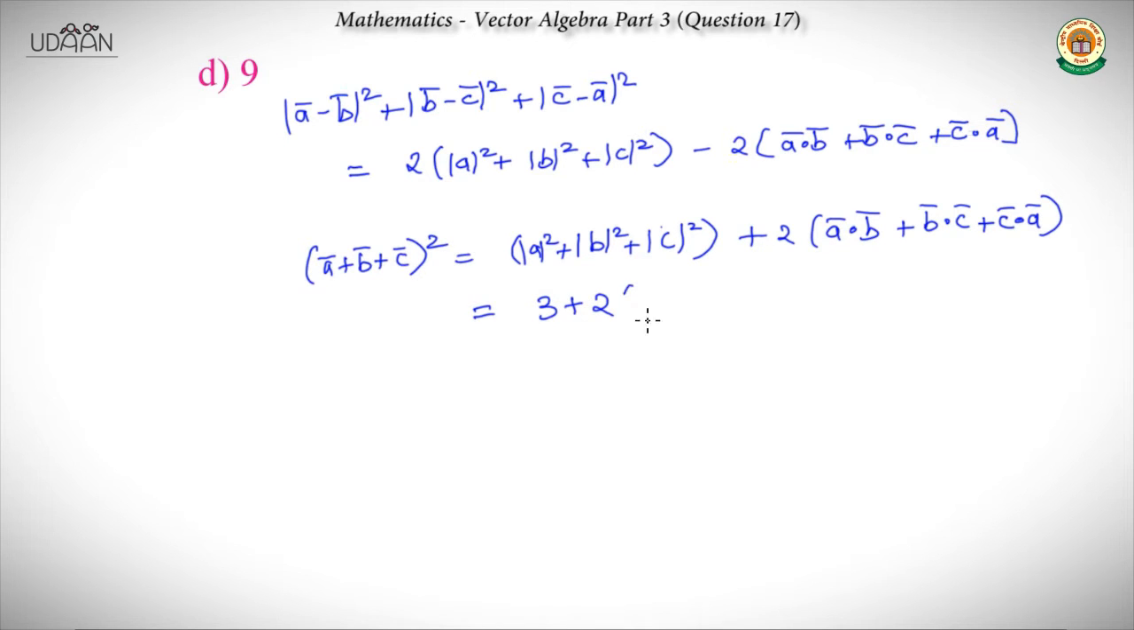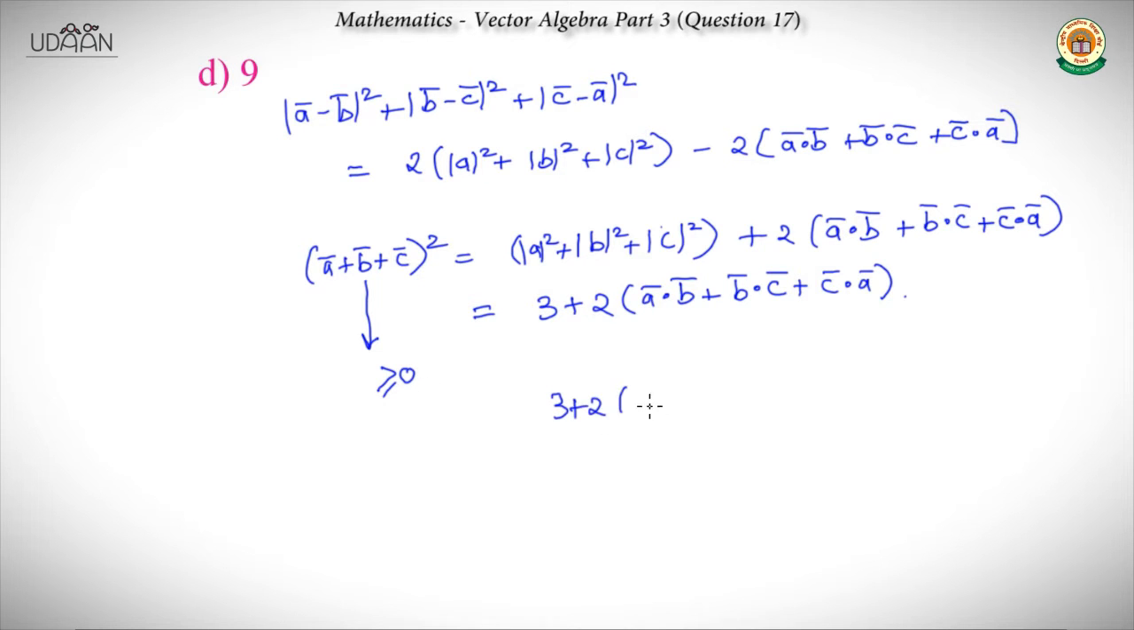Plus 2 times a bar dot b bar plus b bar dot c bar. And I can see that there'll be a plus c cos theta, and there'll be an inequality because of that. So as we can see, this LHS is always going to be greater than or equal to 0, as it is a square, so it has to be always non-negative. So from this we get an inequality.